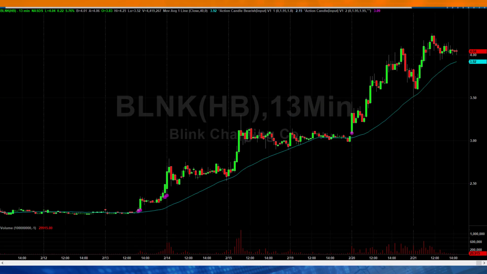Here is BLNK, which I think is the number 6 performer. There was the action candle. There was the boring trading. Had some more action candles along the way, but this is the one that mattered the most because it touched off the very strong upward trend for the stock to go from around $2 to $4. That's a 100% gain in 3 or 4 days.